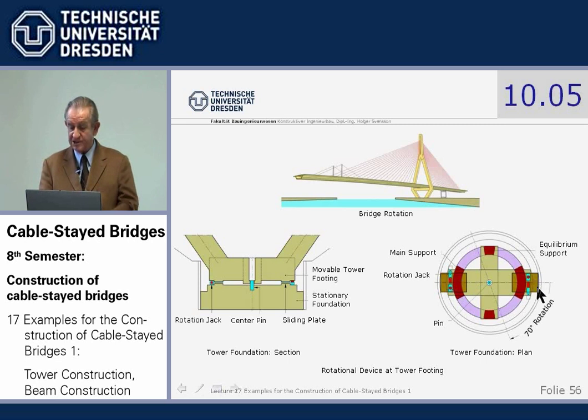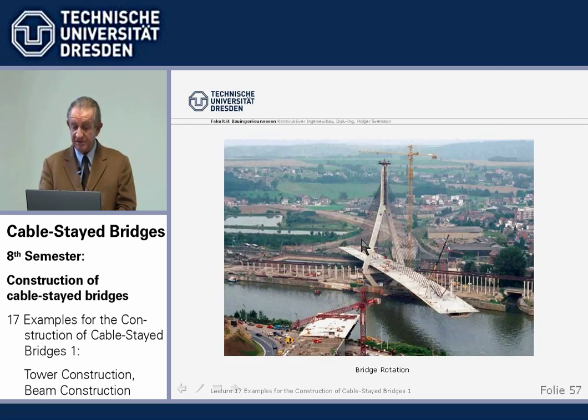There's a jack here and a jack here, and the jack strokes rotate the bridge by 70 degrees. We see it here until it is in final position, and then we lift the joint, cast it, grout it, take out the jacks before grouting, and then it's a regular final joint. Thank you. This was the first part of today.